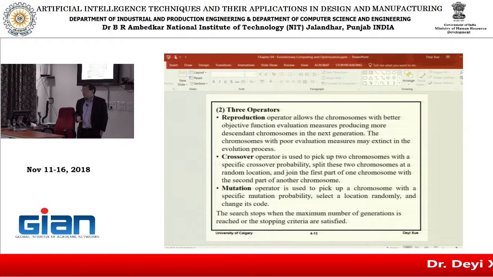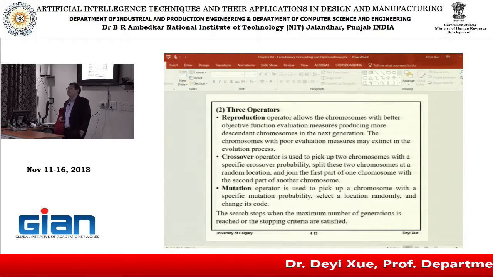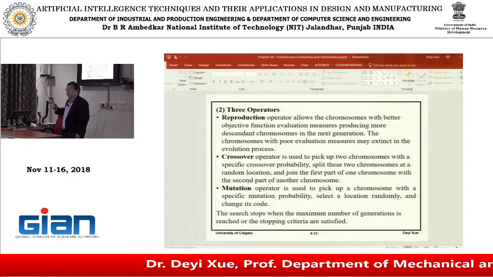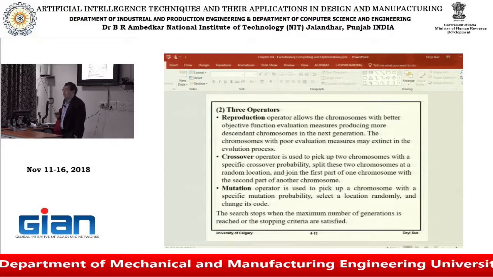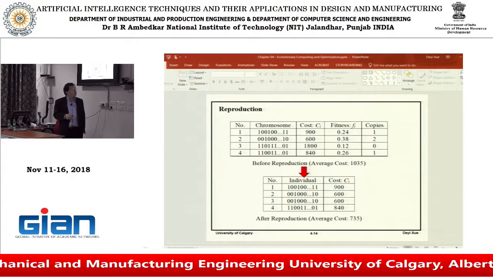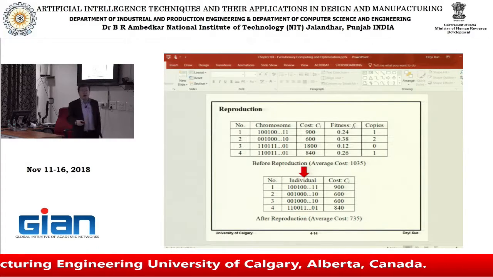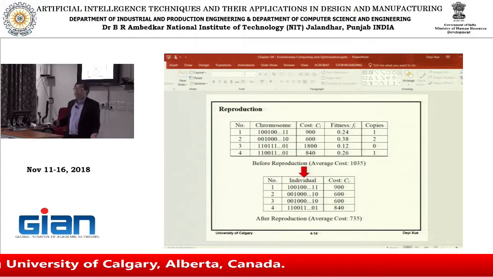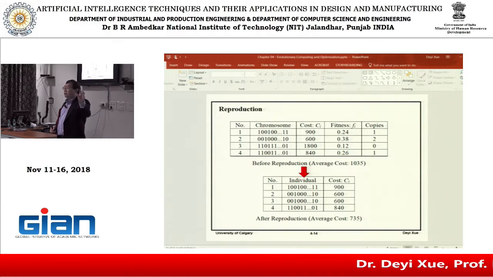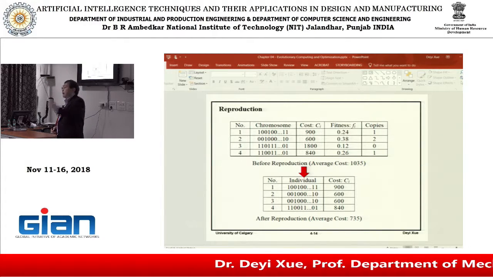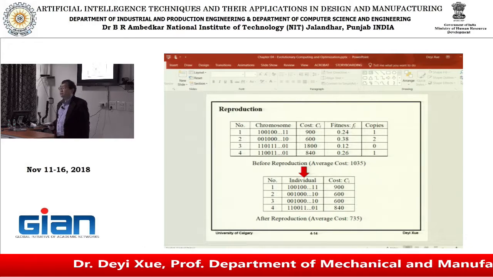Then three operators. These are required because in GA, the most important part is the three operators. One is reproduction. You don't need to know this kind of stuff, right? You just know what reproduction is. You have a better one, you produce more children in the next generation. You have a poor one, you generate less reproduction.